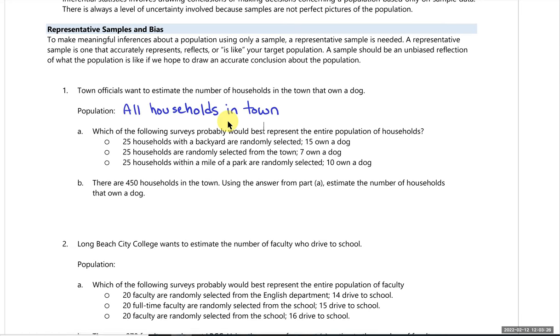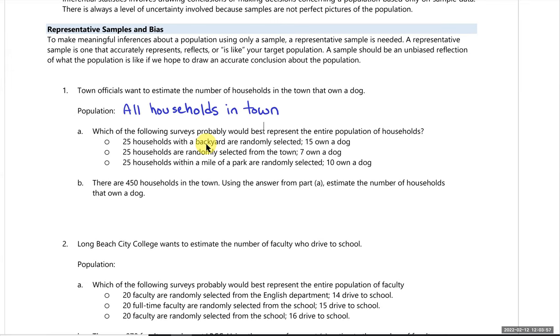All right, so these are going to be kind of obviously biased, but we're just trying to get through the point here. One here, 25 households with a backyard are selected and 15 of them owned a dog. So would picking households with a backyard be a sample that represents all households in town? Right? Clearly not, right? Just people with a backyard.